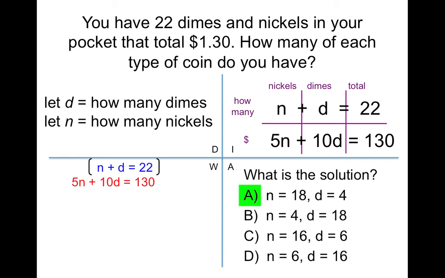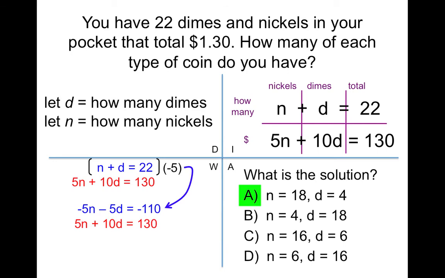In order to do this, I'm going to use elimination, which means I need to make one of the coefficients match the other equation. So I'm going to multiply this first blue equation by -5. When we multiply through, we can write -5n minus 5d equals -110. That's 22 times -5. And then we'll just copy the red equation underneath.